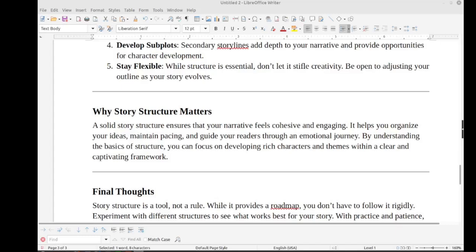A solid story structure ensures that your narrative feels cohesive and engaging. It helps you organize your ideas, maintain pacing, and guide your readers through an emotional journey. By understanding the basics of structure, you can focus on developing rich characters and themes within a clear and captivating framework. That's what story structure does.